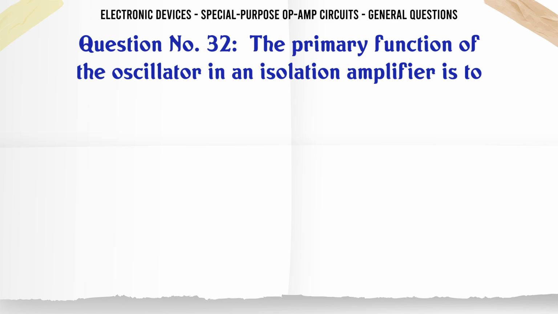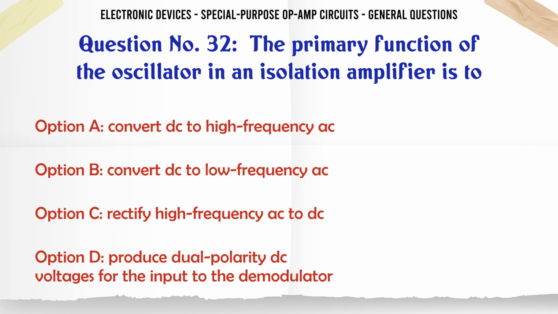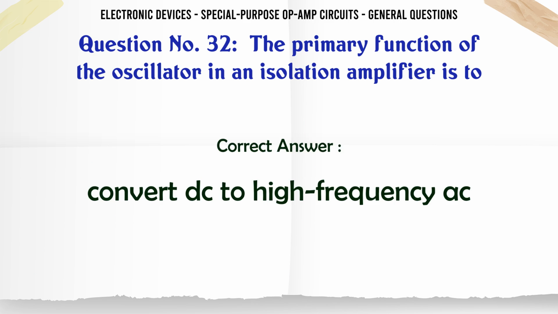The primary function of the oscillator in an isolation amplifier is to A. Convert DC to high frequency AC, B. Convert DC to low frequency AC, C. Rectify high frequency AC to DC, D. Produce dual polarity DC voltages for the input to the demodulator. The correct answer is convert DC to high frequency AC.